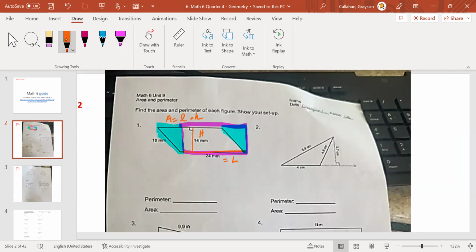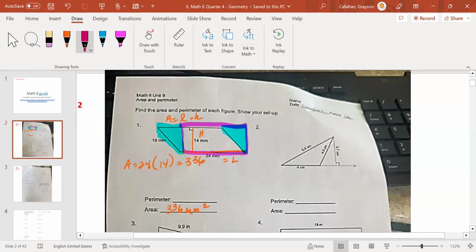Yeah. So what we're going to do in this case is your area is going to be 24 times 14, which is going to give you something. Can you grab a calculator and just do that? Here. What is it? 336. Okay, and with area, millimeter, you're gonna do unit squared. Make sure you have that, okay?